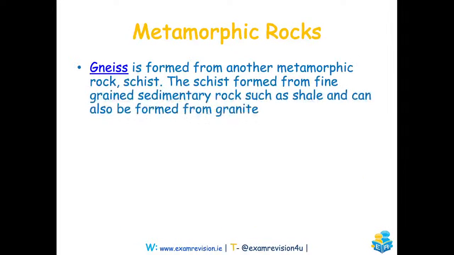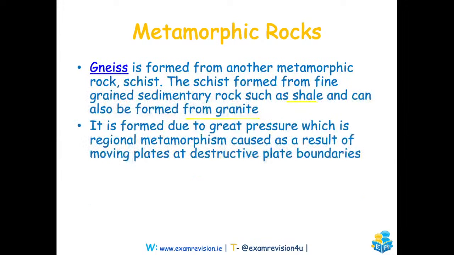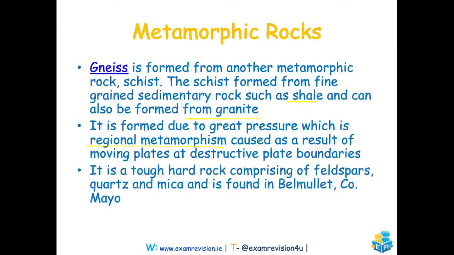Gneiss is formed from another metamorphic rock, schist. The schist formed from fine grains of sedimentary rocks such as shale and can be formed from granite. It is formed due to great pressure, which is regional metamorphism, caused as a result of moving plates at destructive plate boundaries. It's a really tough, hard rock comprising of feldspar, quartz, and mica. And an example of where I can find it is in Balmullet in County Mayo.